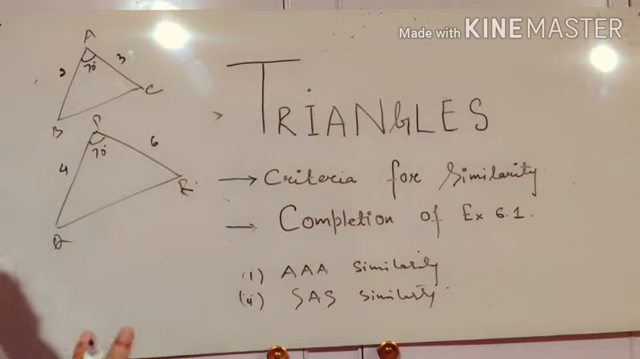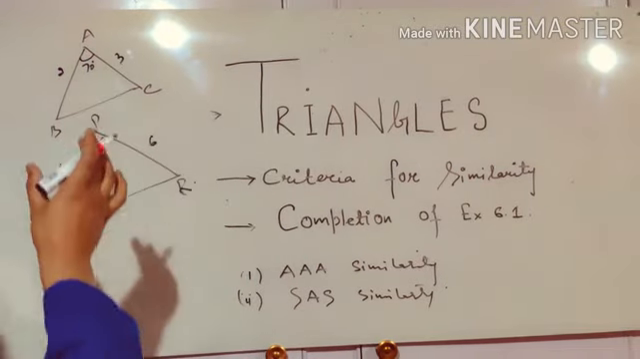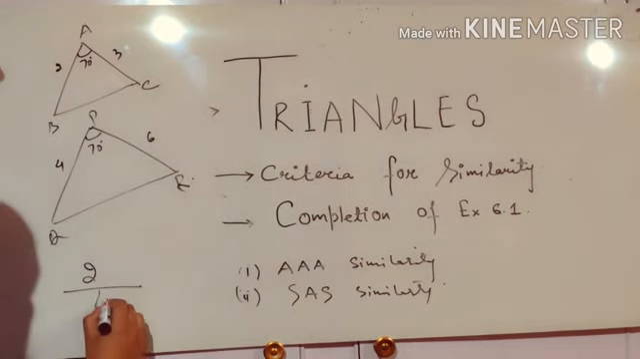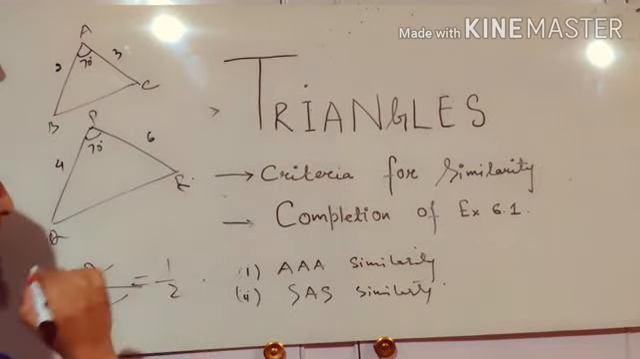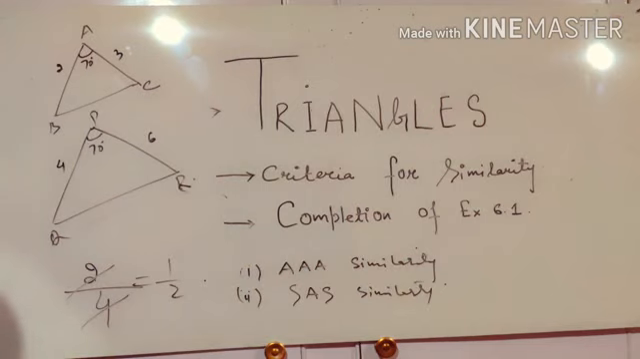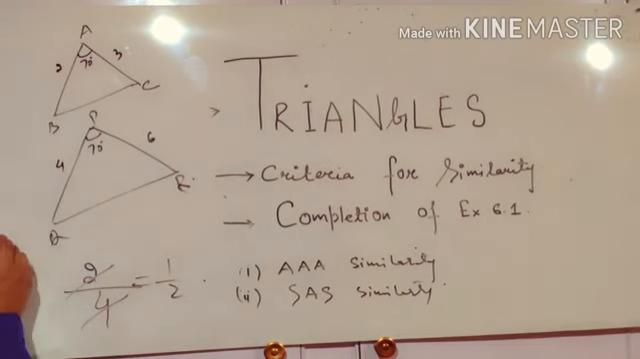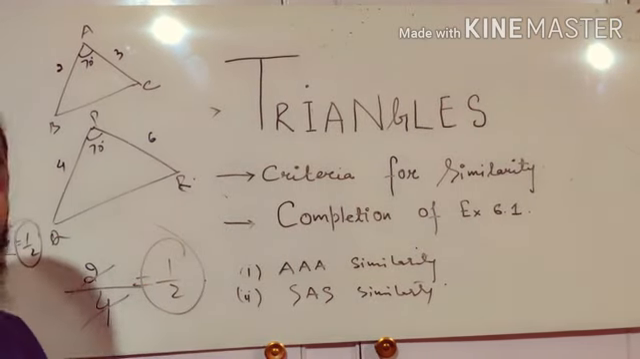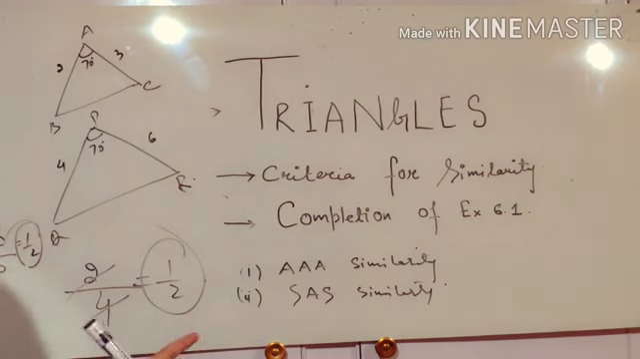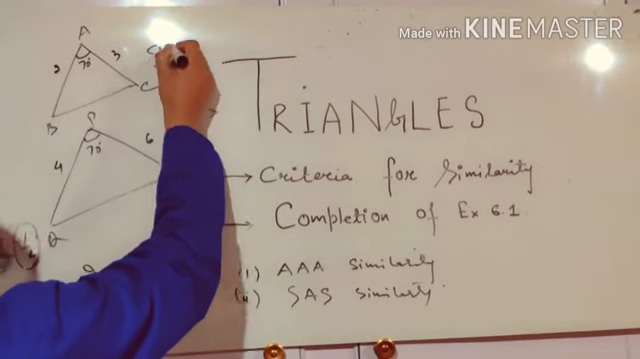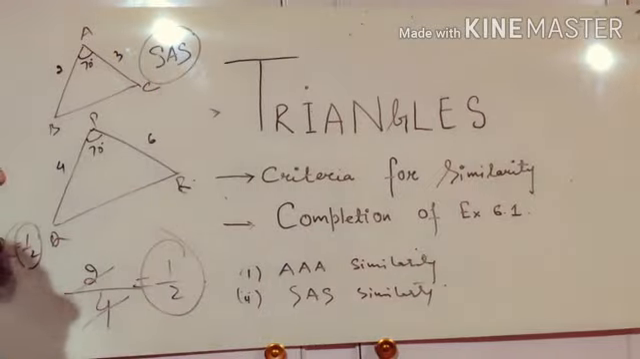I told you, when there is such a question, you have to look in this triangle at what the smallest side is. It is 2, and here the smallest is 4, so this is 1/2. I will give you the graphical representation also if you want. After that the biggest side is 3, it is 1/2, it means the proportion is the same. The proportion here is the same, and the angle between those sides is also equal. It means these are similar by SAS.